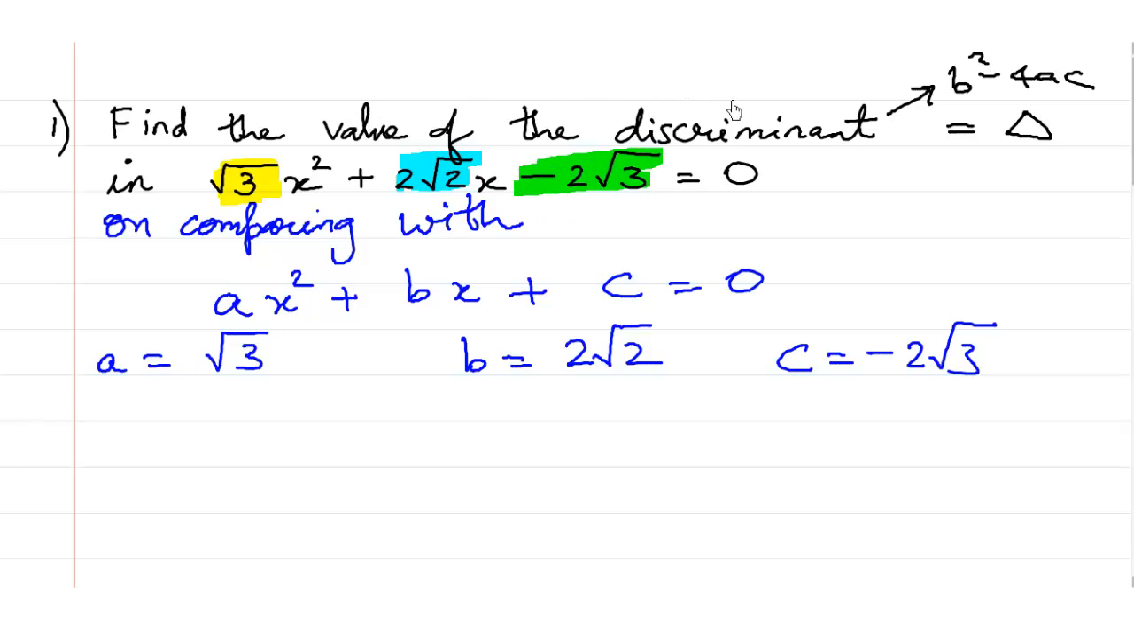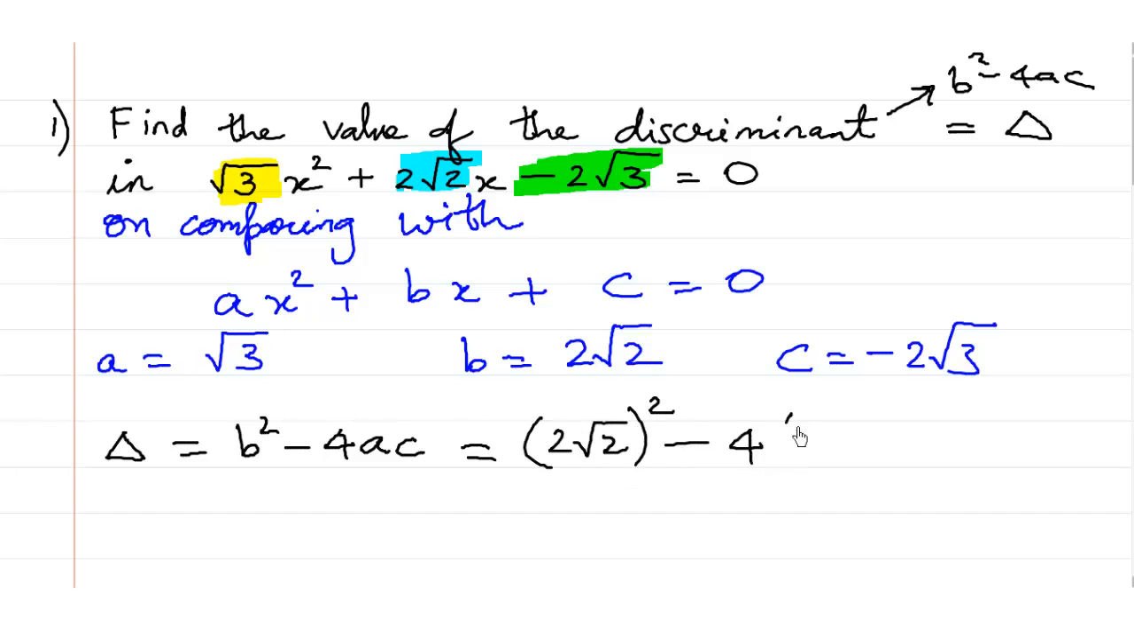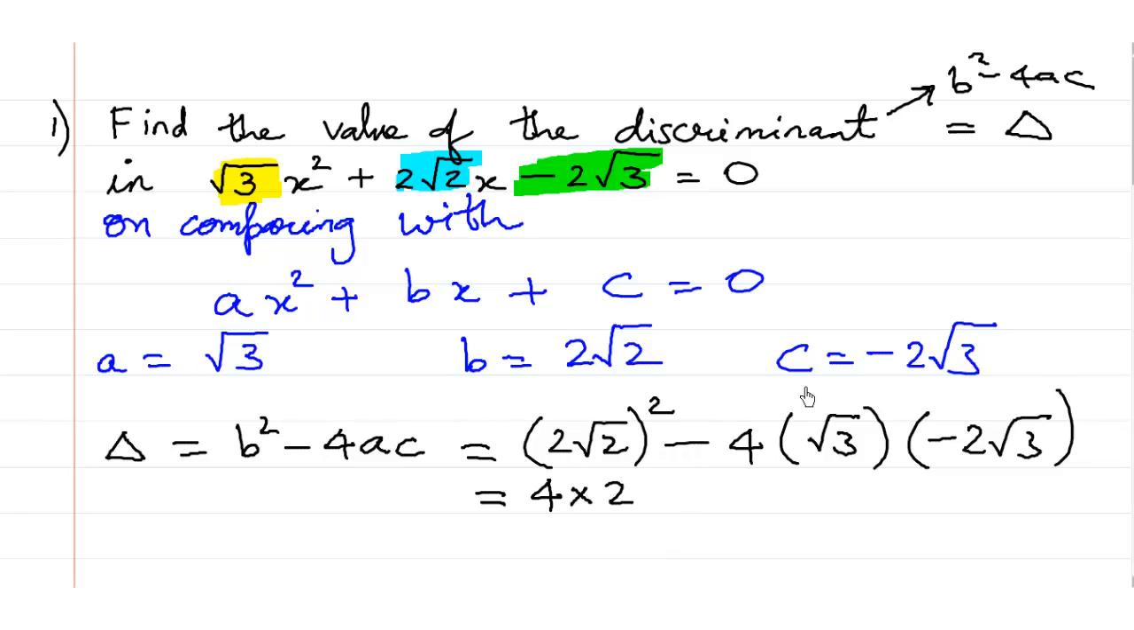So we are asked to find the discriminant. So we shall write delta or discriminant is equal to b square minus 4ac. So the value of b is 2 root 2 the whole square minus 4 into a is square root of 3 and c is negative 2 root 3. So we have 2 square is 4 and square root of 2 the whole square is 2. So we have 4 twos are 8. And negative when multiplied we have a positive answer. So square root of 3 into square root of 3 is 3. 3 twos is 6. 6 fours is 24. So we have 8 plus 24 and that is equal to 32. So this is the answer.